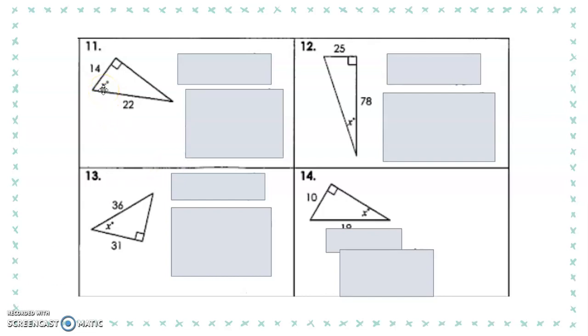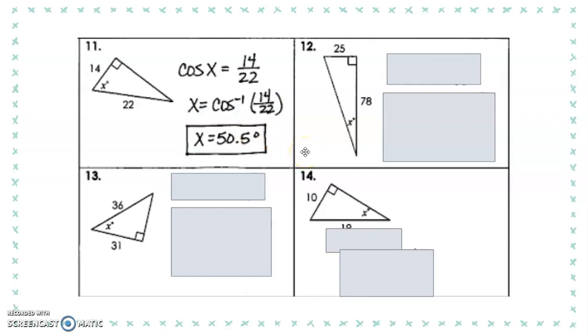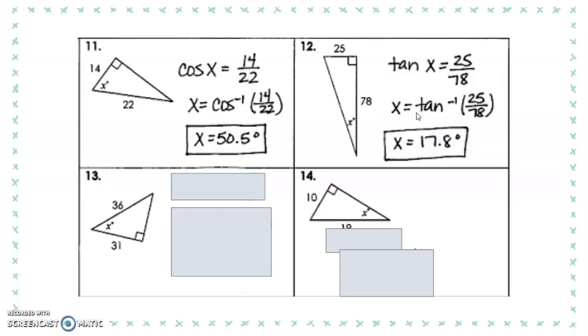When we look at x for number 11, 14 is my adjacent side, 22 is my hypotenuse. Adjacent over hypotenuse is cosine, so that's how I'm writing out that problem. To solve, we're doing the inverse, and we find x. For number 12, looking at angle x, 25 is my opposite side, 78 is my adjacent side. So that's going to be a tangent problem. I have tangent of x equals 25 over 78, and I'm going to use that inverse of tangent to solve.